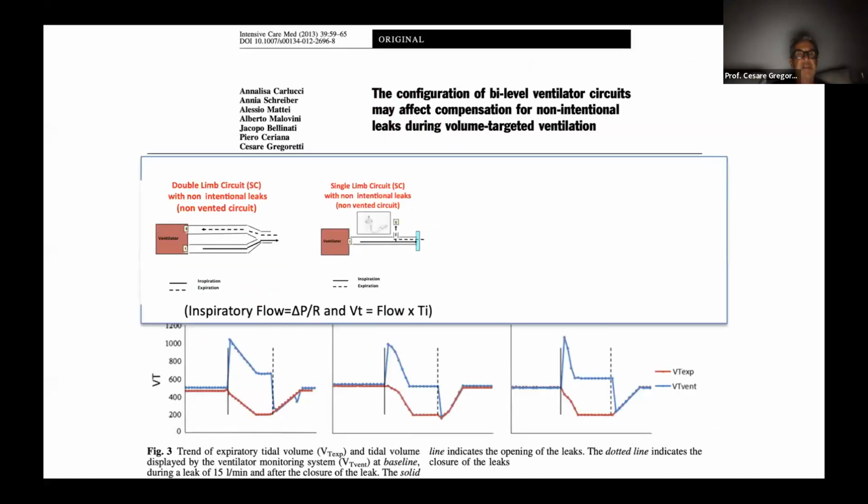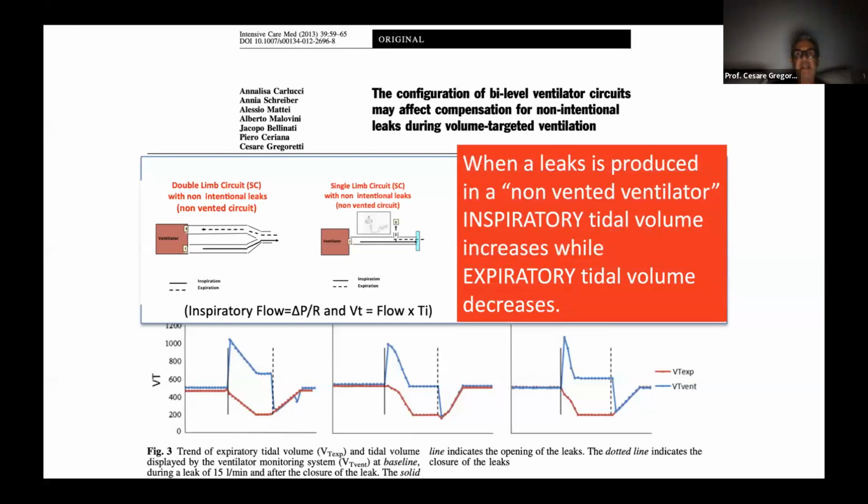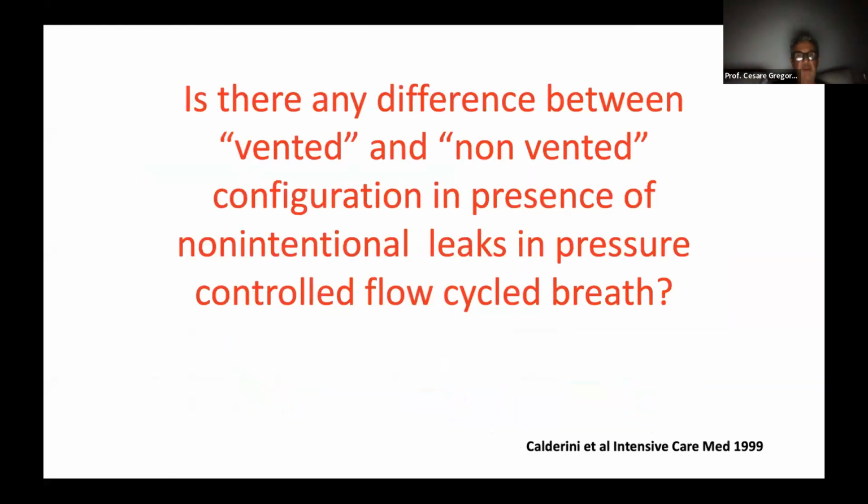So this is what happens, for example, in a double respiratory circuit, in a non-vented configuration. This is the simulation. We have a simulation of leaks. Inspiratory tidal volume increases, but expiratory tidal volume, unfortunately, decreases. So when a leak is produced, we have a decrease in expiratory tidal volume.